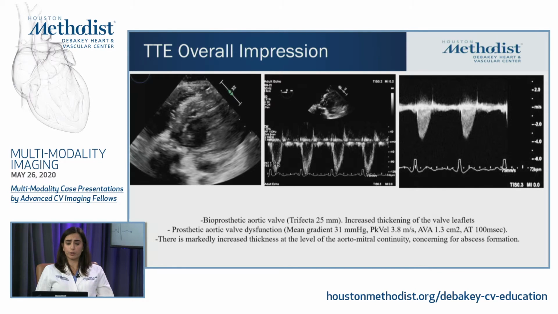The area of the aortomitral continuity is thickened, concerning for abscess formation. However, it wasn't as clear-cut to say, hey, there's a clear-cut vegetation that we saw on TEE. So a CT versus a CT PET was recommended.